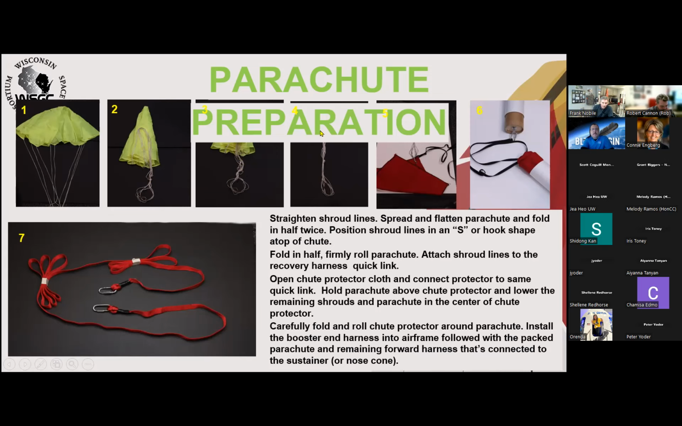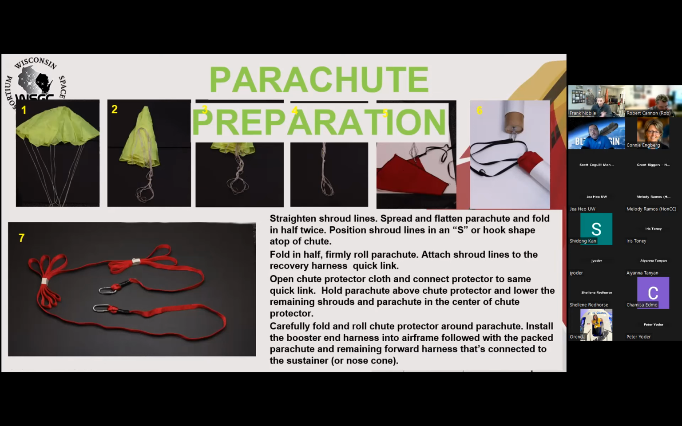Fold it in half and roll it if you need to. If you have to roll it, do it very gently. And once you've had that roll, lay it to the side. Of course, take the rest of your recovery harness that is connected to your booster and put it inside your rocket. Just drop it inside.